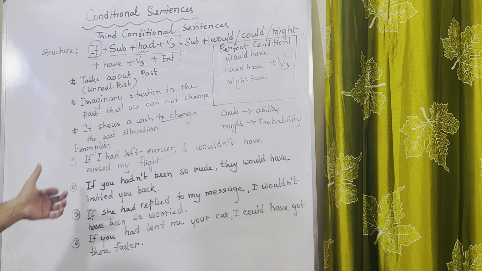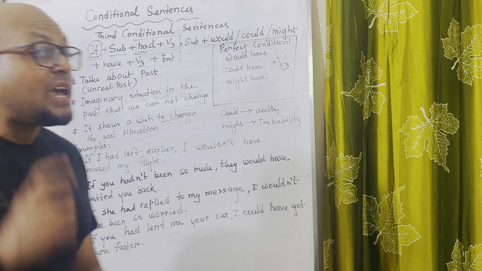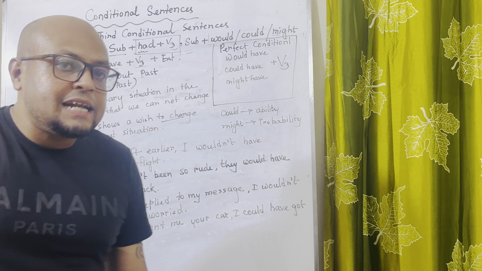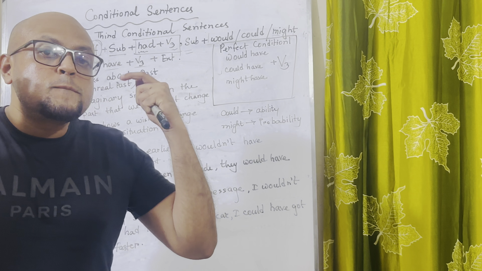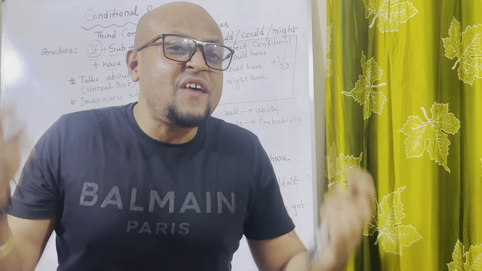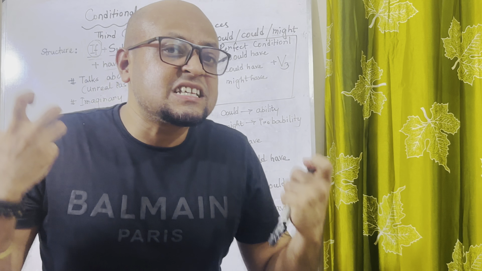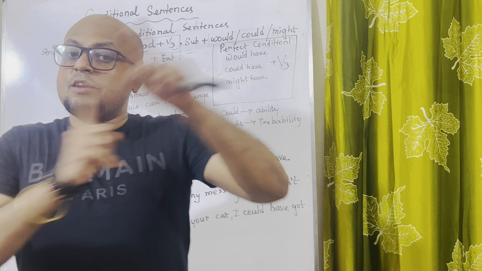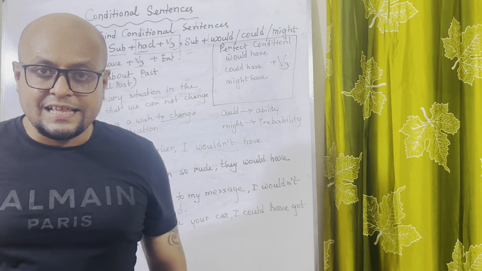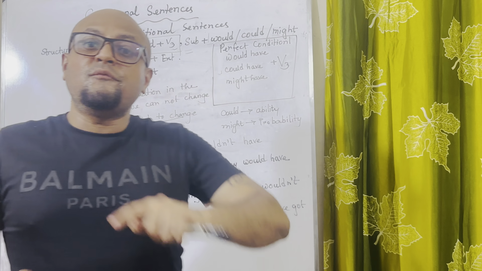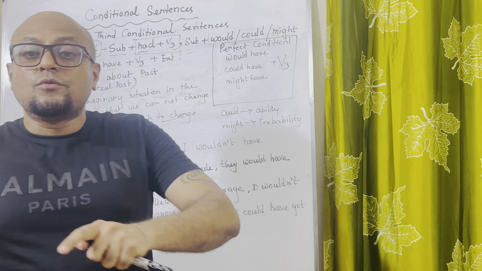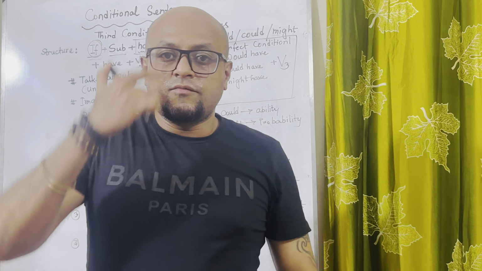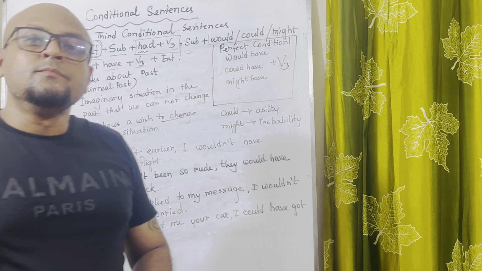Then the final thing is that it shows a wish to change the past situation. Remember one thing: we actually use the third conditional sentence to express our imagination or fantasy or any unrealistic expression. So if something happened in your life but you are not feeling good about this situation, and you want to change it, like if you could change the situation or do it differently, and you want to express such feelings, you can use the third conditional sentence structure.